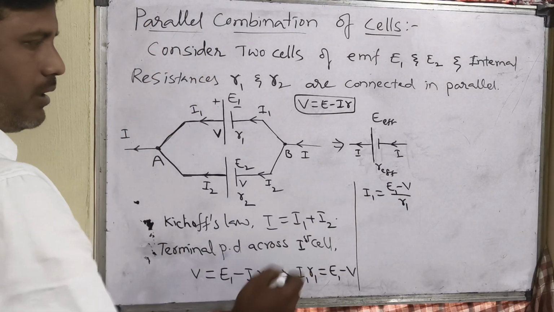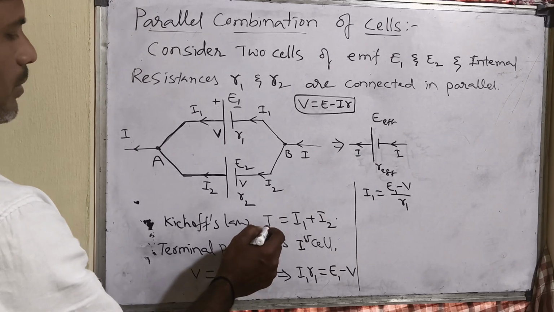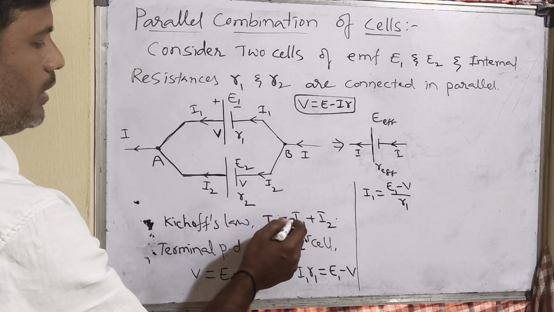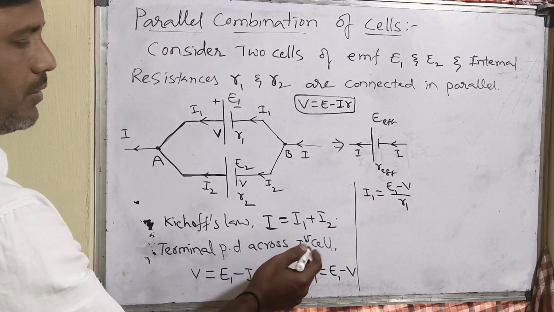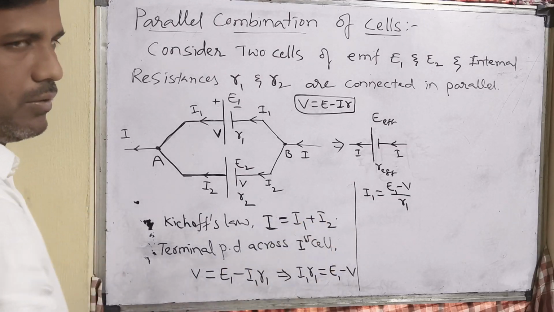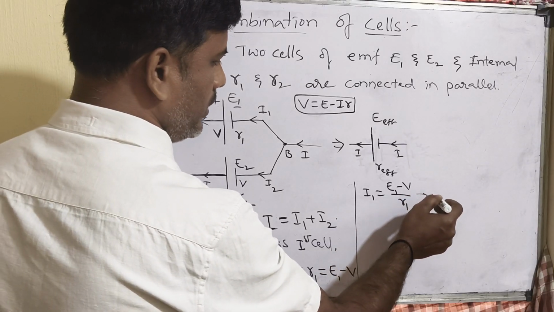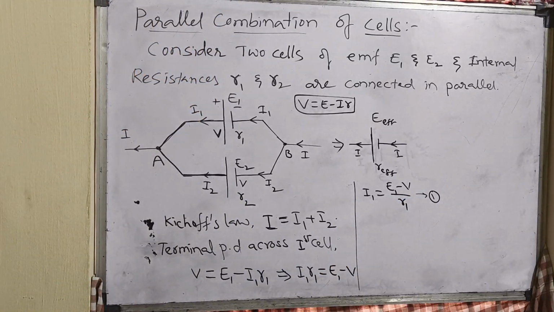Understood? Why do we want to find the I1 current? Because according to Kirchhoff's law, I is equal to I1 plus I2. So we want to find the I1 value and the I2 value. That's why I1 is already derived. So it is the first equation.